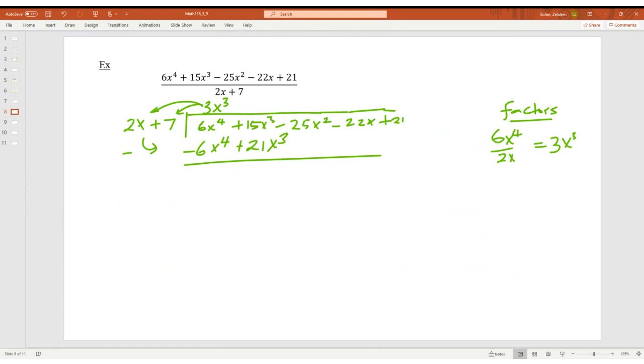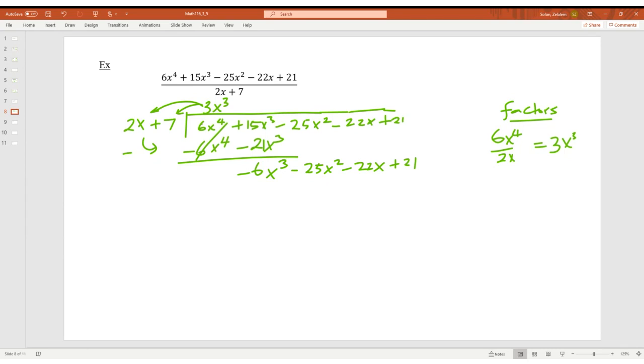Then add the columns. So 6x to the power 4 minus 6x to the power 4. This will cancel out. Oh, sorry. I forgot to change the sign here. Don't forget to switch the sign. 3 times 7 is 21. So we switch the sign to negative 21x to the power of 3. Don't forget to switch the sign. That's a very important step. So this will cancel out. 15 minus 21 is negative 6x cubed. Then bring down all this: minus 25x squared minus 22x plus 21.